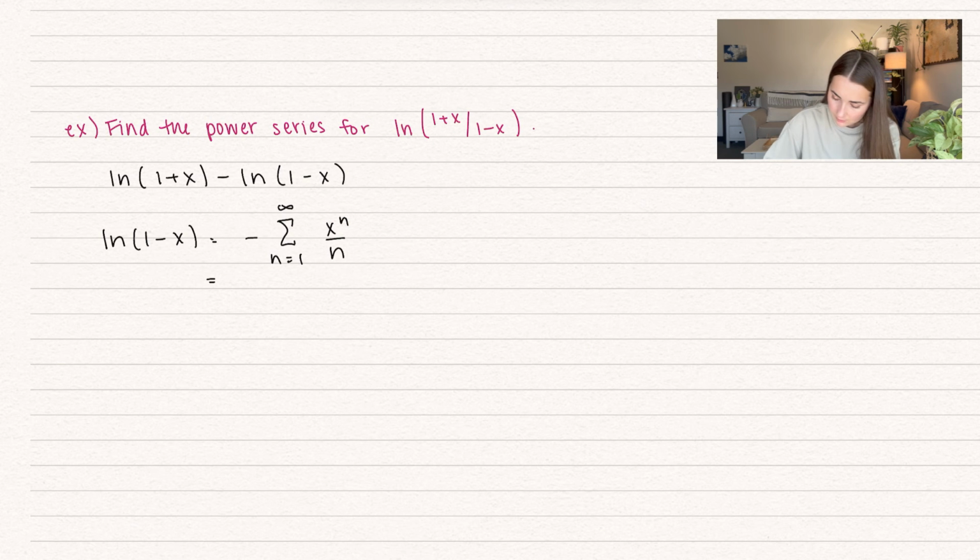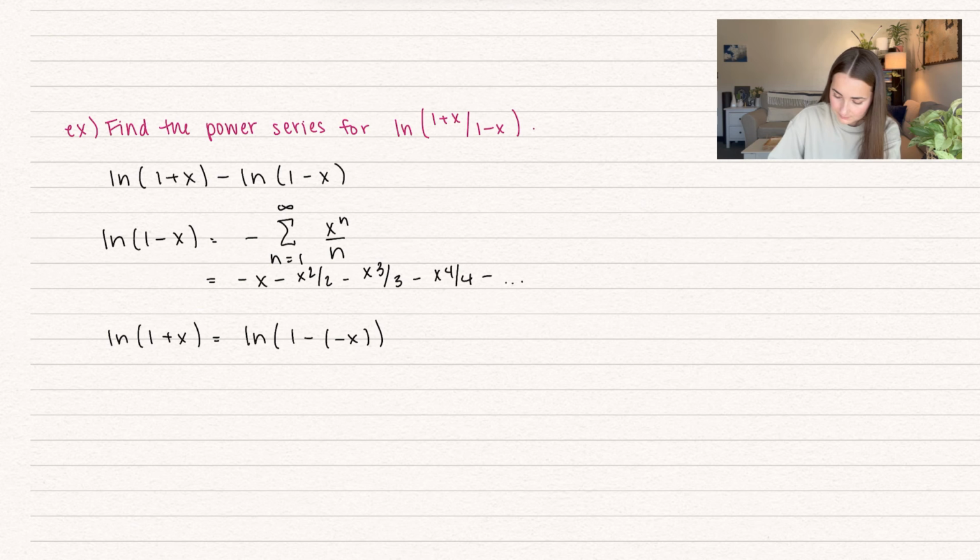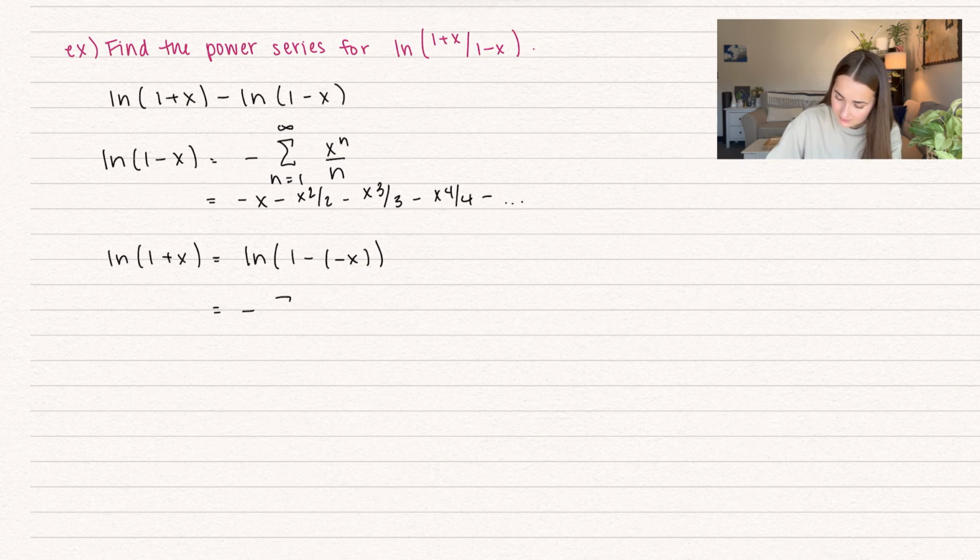So if we were to write this out, we get negative x minus x squared over 2 minus x cubed over 3 minus x to the power of 4 divided by 4 minus, and so on. Okay, so now we have the natural log of 1 minus x. We want to find the natural log of 1 plus x. So let's go ahead and manipulate it a little bit. I can rewrite this as the natural log of 1 minus negative x. Now we can plug in negative x into our power series, right? So we get negative summation n equals 1 to infinity, and that's going to be negative x to the power of n divided by n.